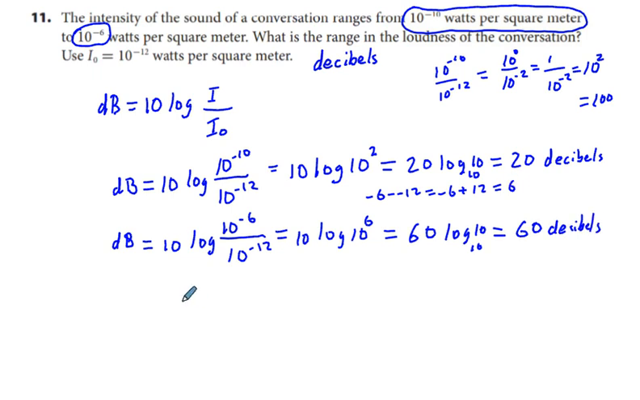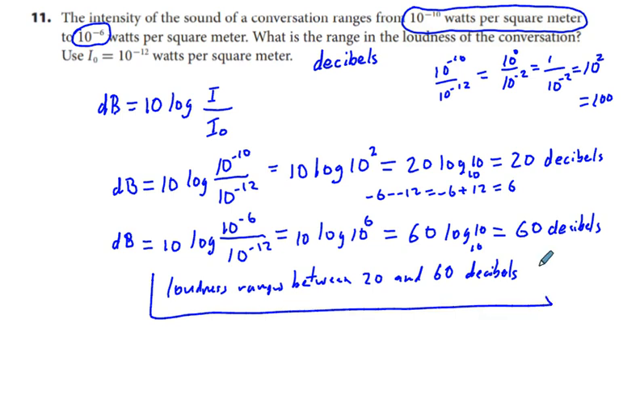So the loudness ranges between 20 and 60 decibels. And 20 decibels is very soft talking, like a whisper, and 60 decibels is pretty loud talking, so that really is an appropriate range of loudness.